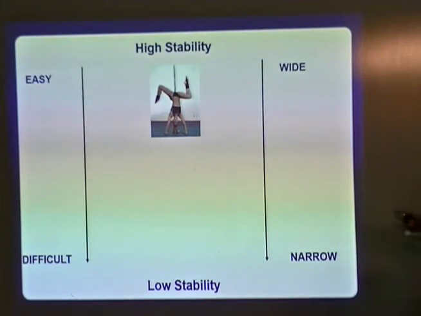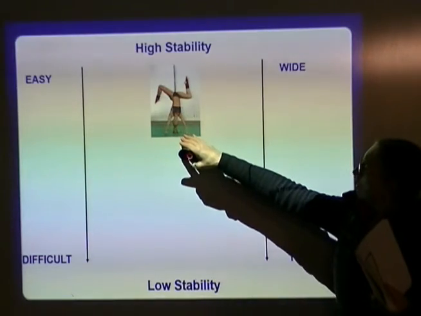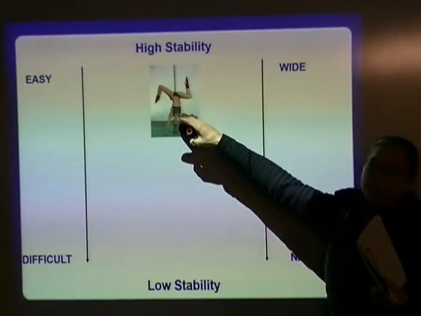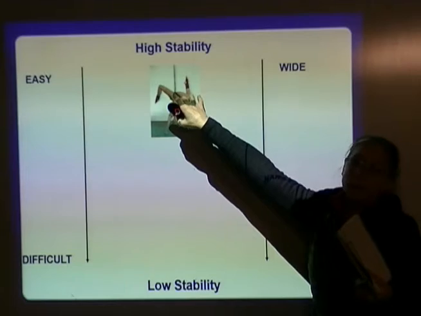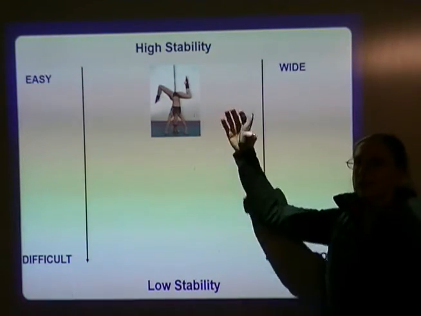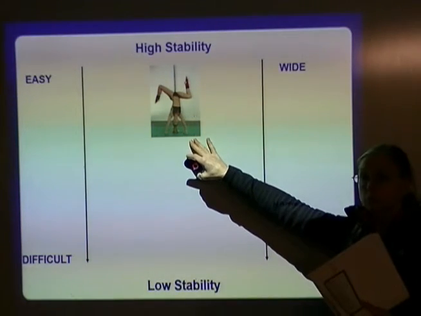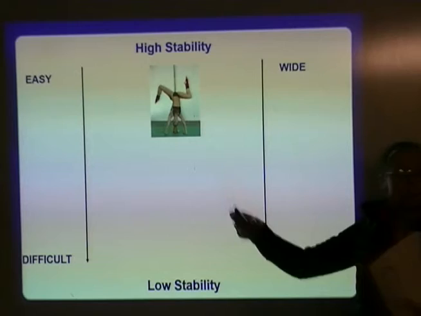So here we've got really wide hands. She's lowered her center of gravity closer to the floor by bending her knees and splitting her legs, so that drops her center of gravity down. So for a handstand, this is pretty stable. Right?